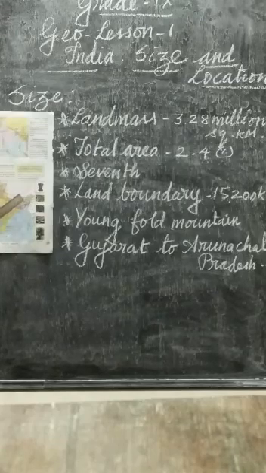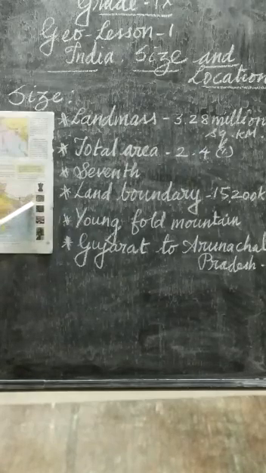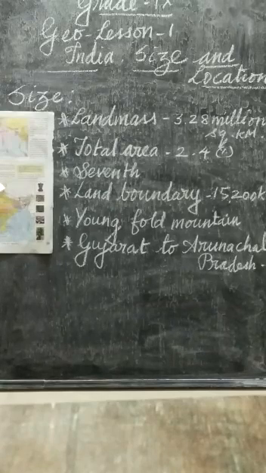From Gujarat to Arunachal Pradesh, there is a time lag of 2 hours. Why? If you have any idea? No? Okay, listen here. It means the sun rises 2 hours earlier in Arunachal Pradesh as compared to Gujarat in the west.